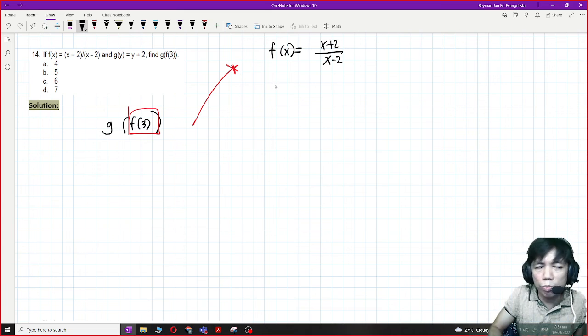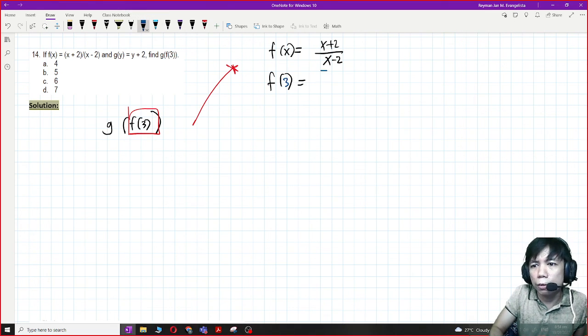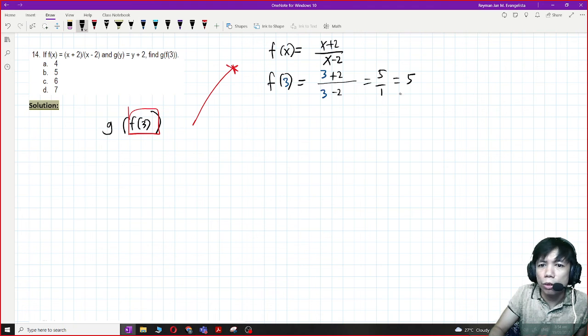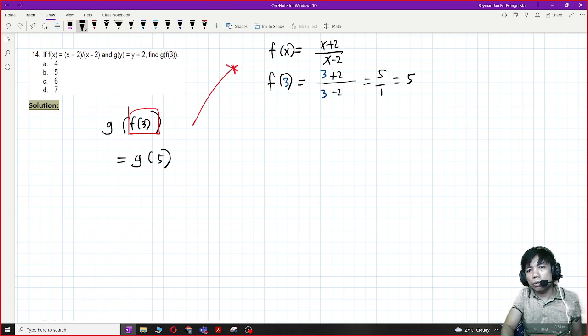Okay, so if you try to evaluate f of 3 or at x is equal to 3, so x is 3, so 3 plus 2, then 3 minus 2. So 5 over 1 equal to 5. So yung g of f of 3, okay, that is the same as g of what? Yung f of 3 mo is 5. So, yung g of f of 3 is the same as g of 5.